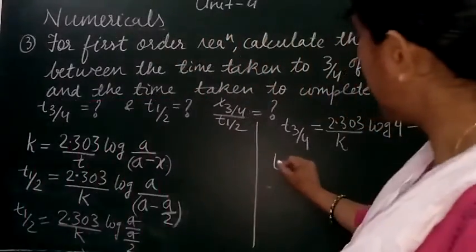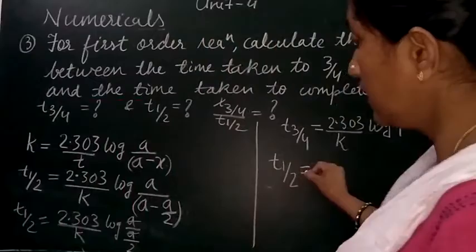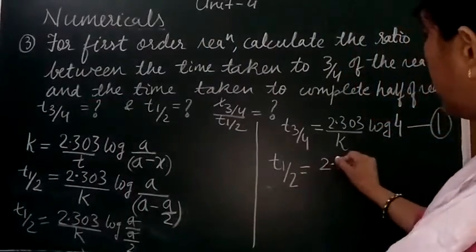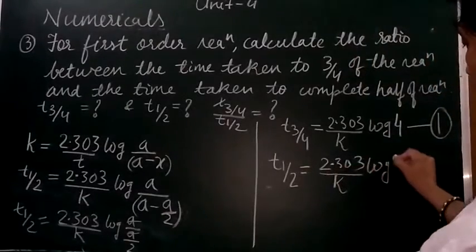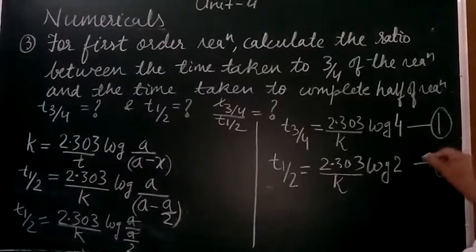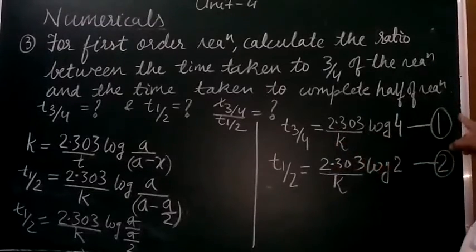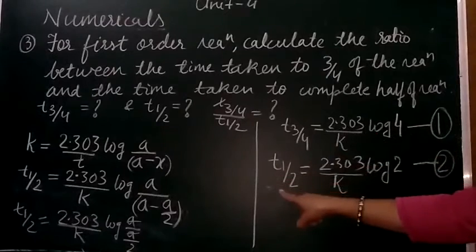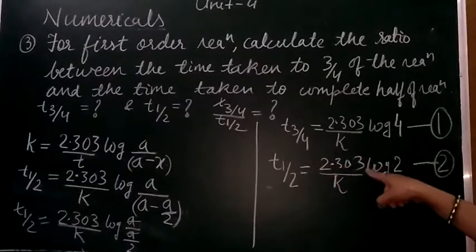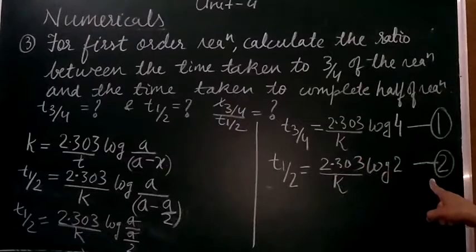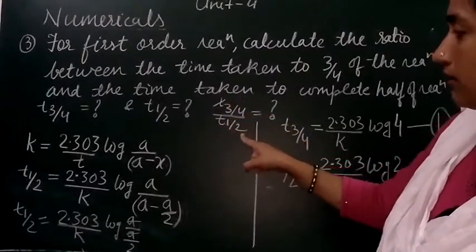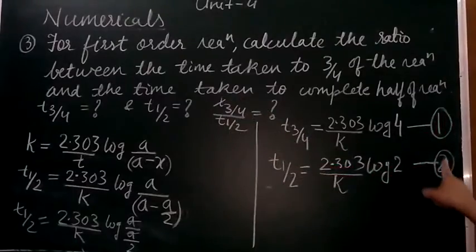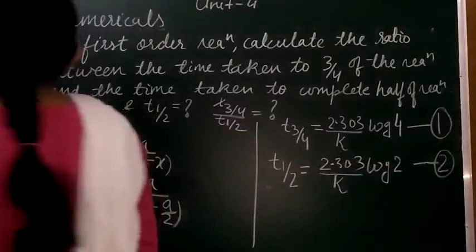So what we will get here? We will get t half equals 2.303 upon k log 2, right? This is the second part of the equation. t 3/4 is the first part, this one with log 4, and this is t half equals 2.303 upon k log 2. Now for the second part of the question, we have to find out the ratio between t 3/4 upon t half, right?